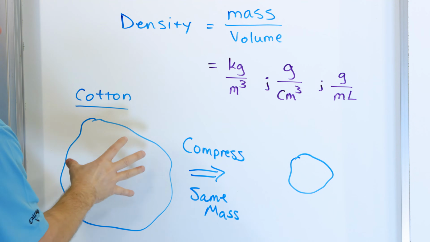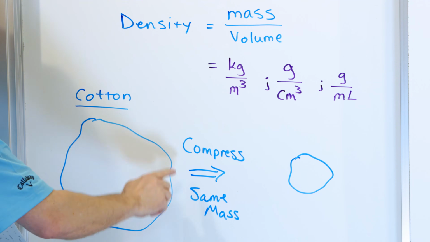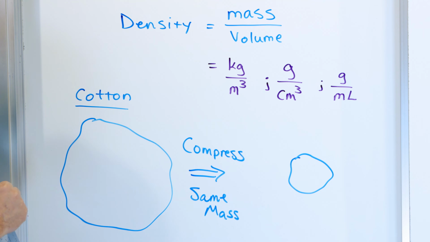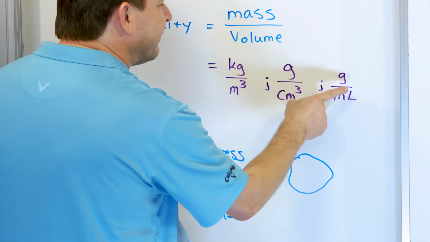So what do you think is going to happen if this has a certain mass and you divide it by the volume of this, or whatever the volume of this thing is? You take its mass, you divide it by the volume. You're going to get something called density, right? The units of the density might be grams per cubic centimeter, or we could call it grams per milliliter.